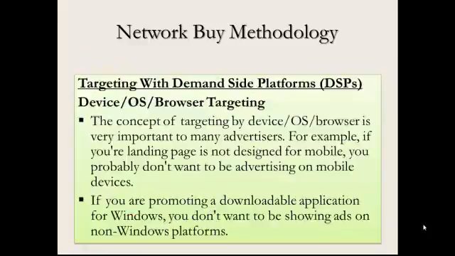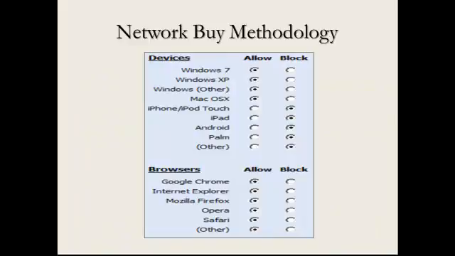We can target by device, operating system, and browser targeting. So the concept of targeting by device, operating system, and browser is very important to many advertisers. For example, if you have a landing page that is not designed for mobile, you probably don't want to be advertising on a mobile device. On the flip side, if you're promoting a downloadable application for Windows, you don't want to be showing your ad on a non-Windows platform. And you can see here on the Site Scout platform that you have the option to allow or block certain devices or browsers.